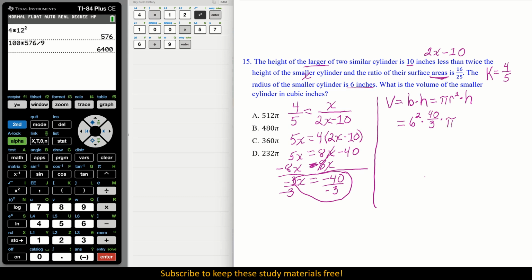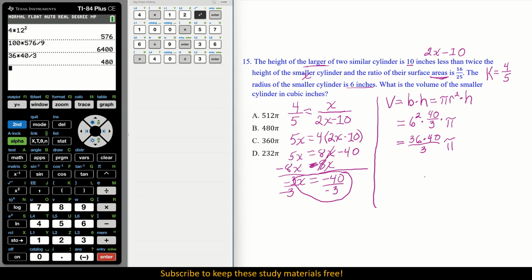Now look at your answer choices, your A, B, C, D. That is in terms of pi. So just leave pi hanging there, okay, just as we've done before. So what are we really going to put in our calculator? Well, we're going to put in 6 times 6 is 36 times 40. Divide that by 3 and leave that pi there, and we should get what we need, okay? So 36 times the 40, divide all that by the 3, and that's 480. Okay, and that gives us exactly what we need.